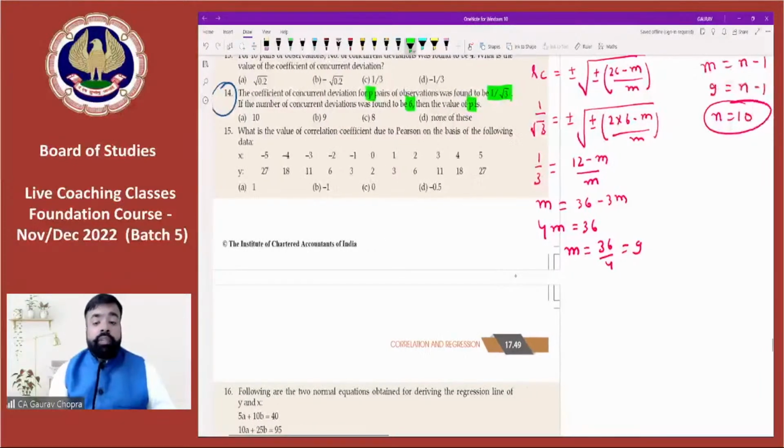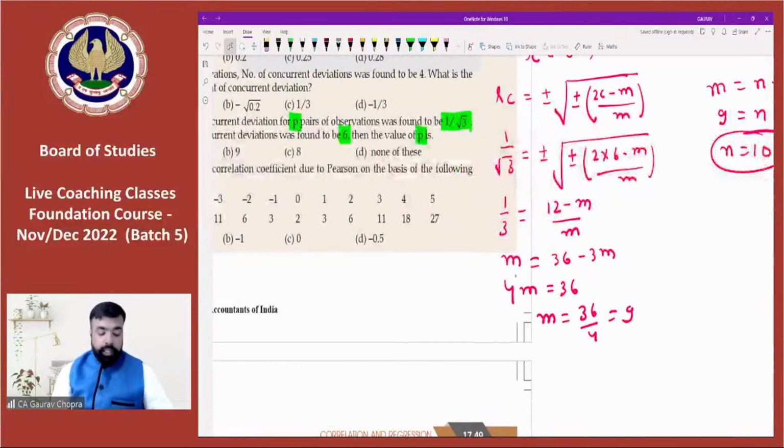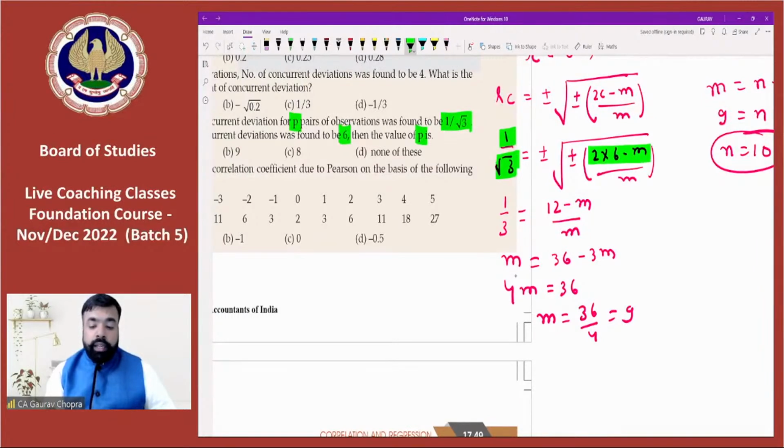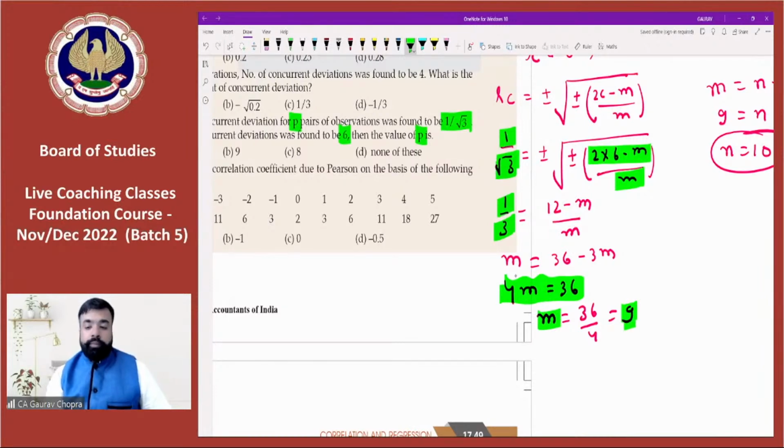So in concurrent deviation, we have written the formula RC is equal to plus minus root of plus minus (2C minus M) upon M. In this formula, we have just substituted the values. Correlation is 1 upon root 3, equal to plus minus under root 2 into C, which is 6, minus M upon M. M we have to find out. Now squaring both sides, we got 1 by 3 is equal to (12 minus M) upon M. Now simply doing the cross multiplication, we have got 4M is equal to 36. The value of M comes as 9.